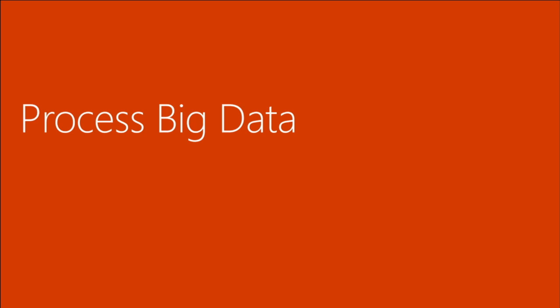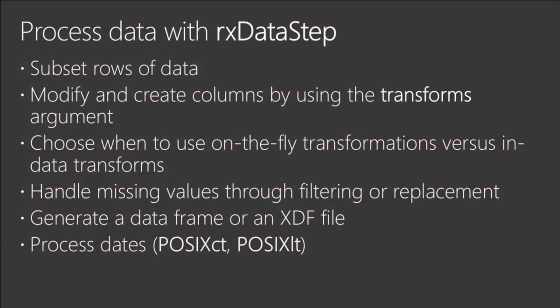All right, so now we'll talk about processing big data. For the most part, the function you would probably use the most in Microsoft R Server is rxDataStep, because it is the function that steps through large amounts of data and allows you to do things with that data. You need to know how to subset rows from that. There are questions that will show up about subsetting. How to create new columns using the transform argument, and I have examples of that. How to choose when you might want to use an on-the-fly transformation versus doing it on the data itself.